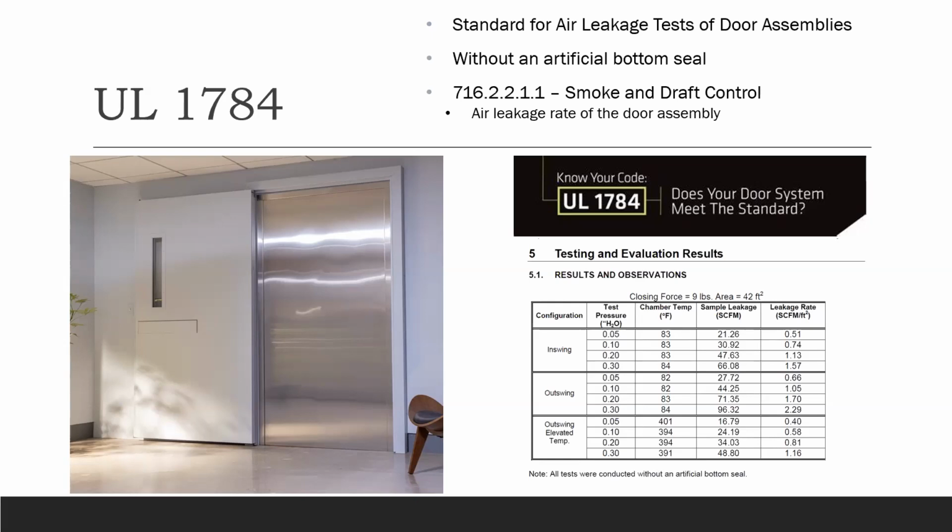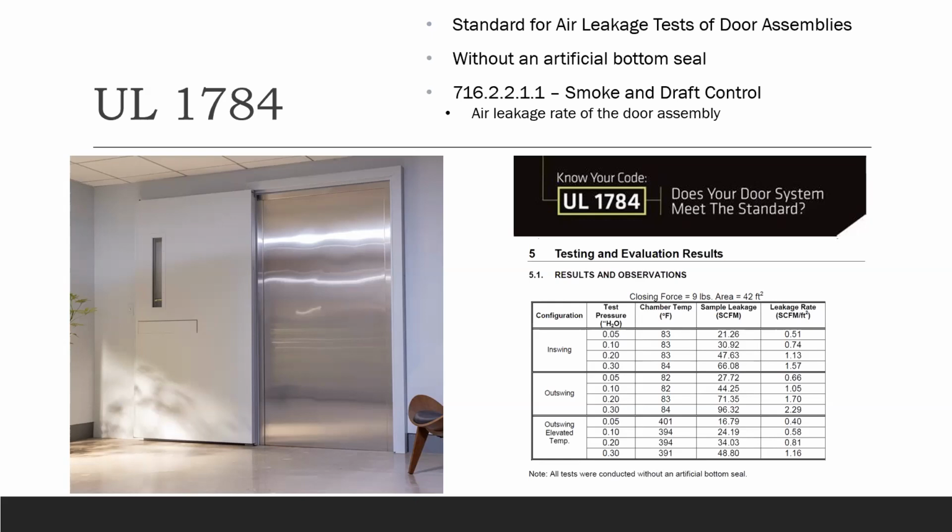And it's one of the only places in the IBC where it actually tells you how you have to test and not just what you have to test to. And so fire labs now must test all 4 sides of the opening without an artificial bottom seal. Again, doors for elevator lobbies or doors in front of elevator shafts must meet this requirement.